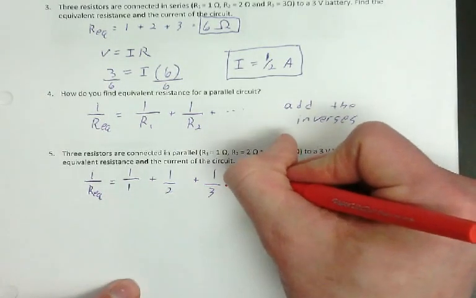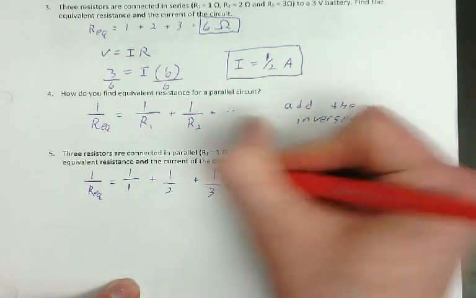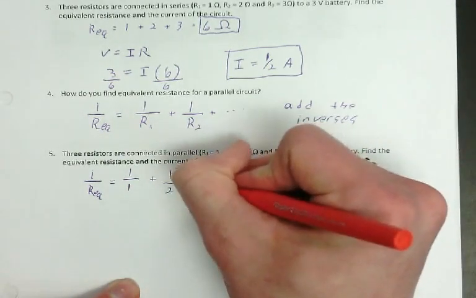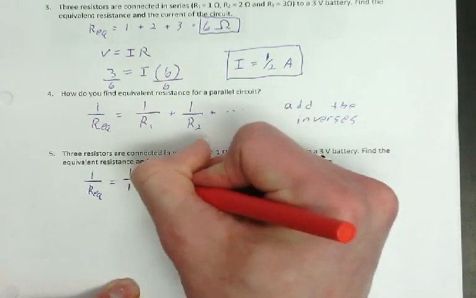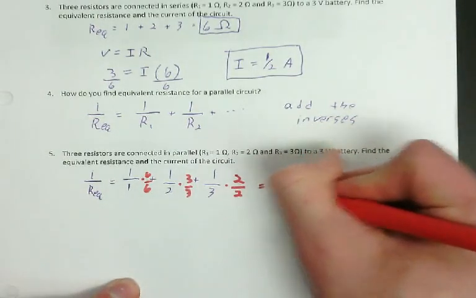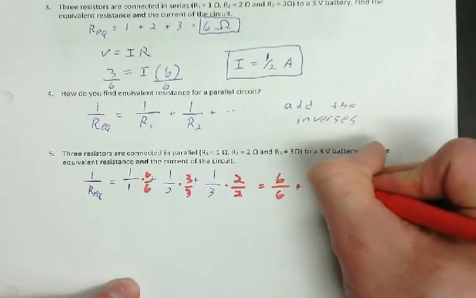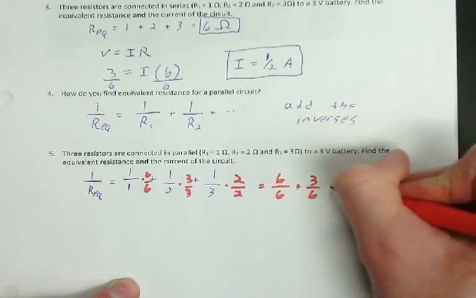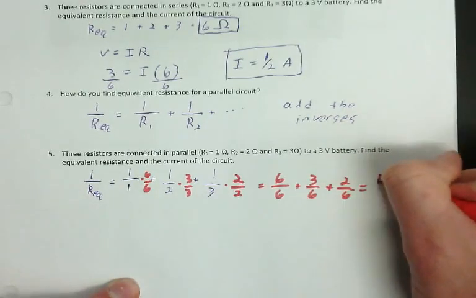So I would multiply by 2 over 2 to get 6. I would multiply by 3 over 3 to get 6. And I multiply by 6 over 6 to get 6. So this gives me 6 over 6 plus 3 over 6 plus 2 over 6. And that gives me 11 sixths.